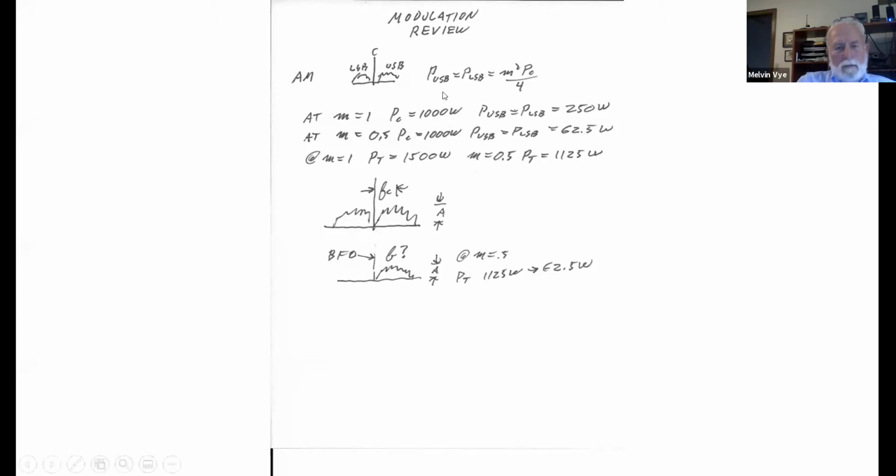So at 100% modulation, with a 1,000-watt carrier, the upper and the lower sideband would each have 250 watts, or there would be 1,500 watts going off the antenna. But if I reduce the modulation to 0.5, now the upper and the lower sideband go down by a factor of 4, so there's only 62.5 watts. So we see that at a modulation of 1, I'd have 1,500 watts going off the antenna, but at a modulation of 0.5, I'd have 1,125.